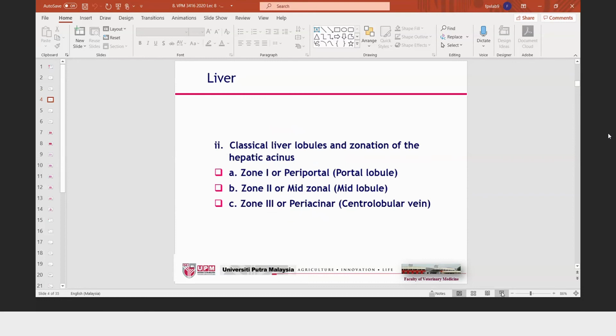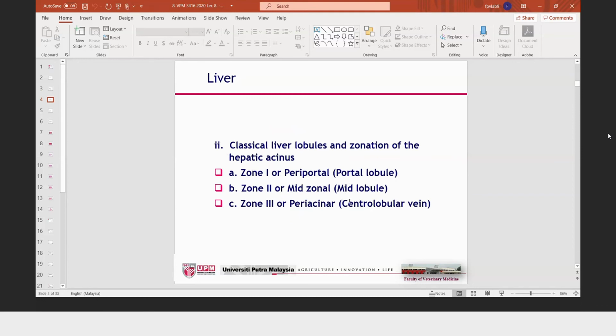Then with this classification of liver lobules, there are actually two types of classification, depending on the book you read. When you look at the old books, the liver is classified as pre-portal, or we call it portal lobule, then mid-zonal, they call it mid-lobule, then pre-acinus, or you call it central lobular. So this is what we have in old books.